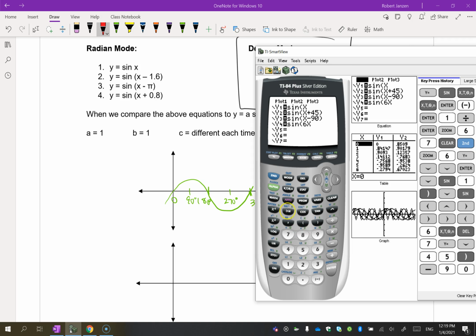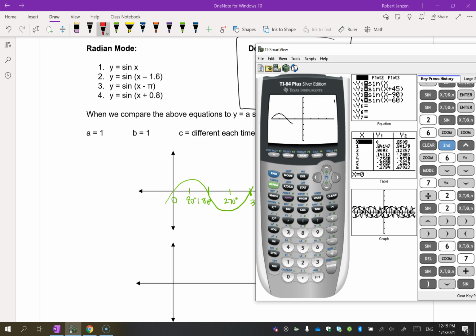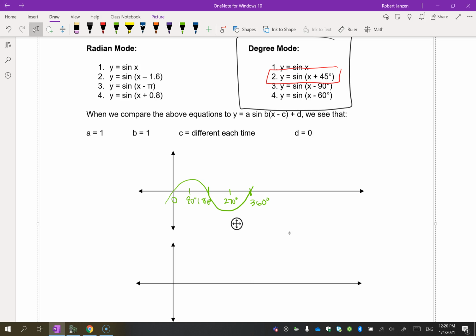And then sine x minus 60. And let's go zoom trig on those. So there's our first graph. There's the second graph. And the third graph. And then the fourth one. Well, what the heck? What is the difference here? Well, you can see that the amplitude is going to be the same for them. In fact, the period is also the same. But what does this 45 degree do? It actually moves it backwards 45.